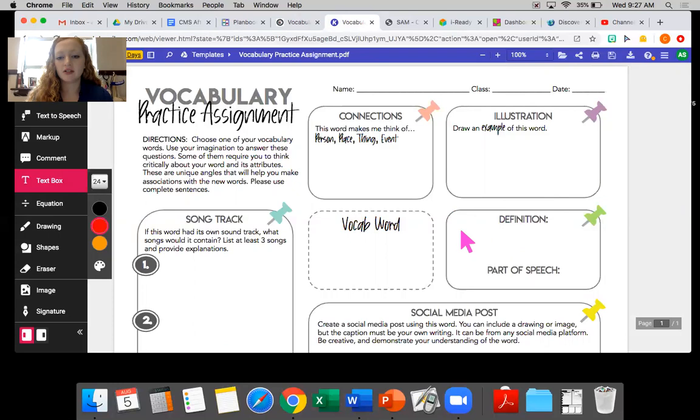All right, then you're going to have to Google the definition of acknowledge, and you're going to write it right here. And then you're going to put the part of speech. So is it a noun, verb, adjective, whatever. And then this word makes me think of, and I want you to write in here what it makes you think of, okay? It could be a person, place, thing, or event.